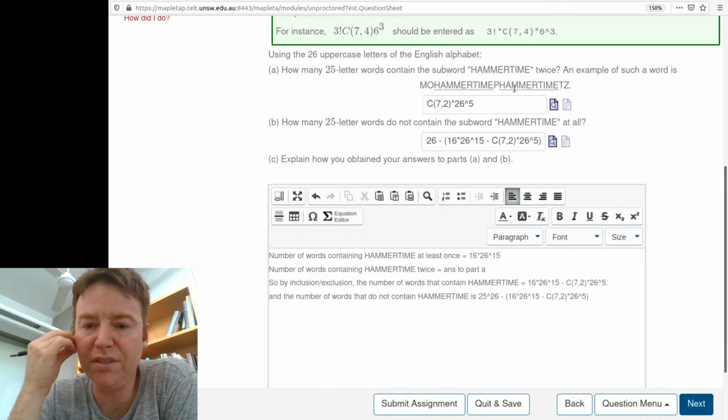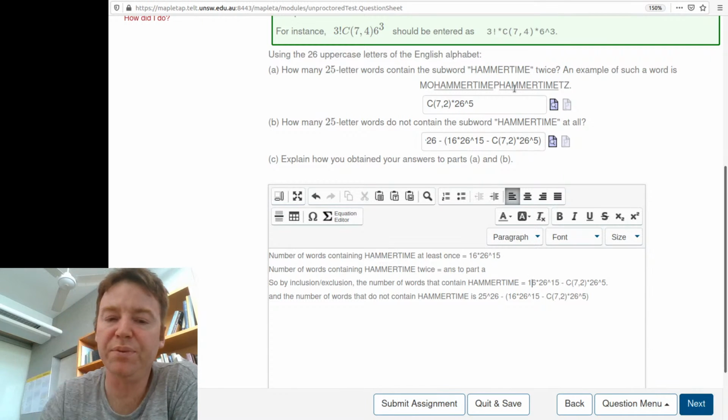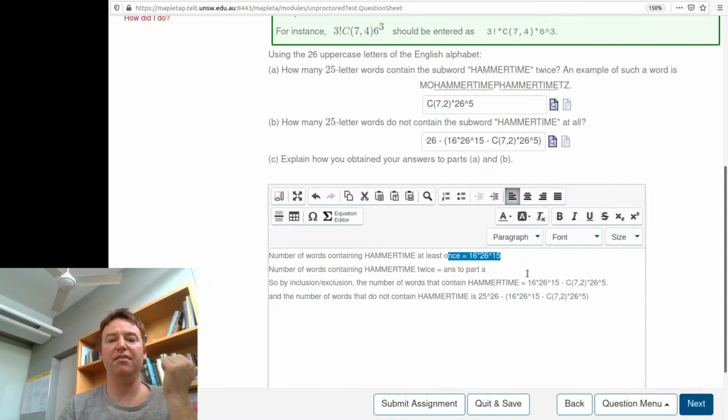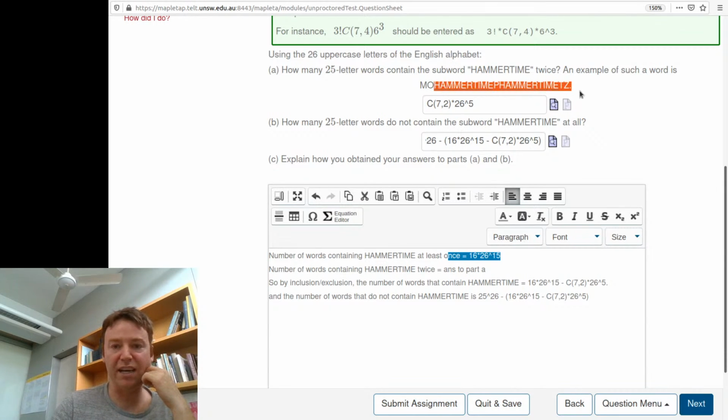Why is it minus? I thought it was a plus. No, because this is the number of words that contain it at least once. So think about it as the first means you can have a hammer time the first time. Well, it's going to count a word like this twice. Once where the hammer time gets inserted here, and a second time where the hammer time gets inserted here. So this double counts all the times where hammer time occurs twice. So I have to remove one of those copies, which I do with my answer to part A.